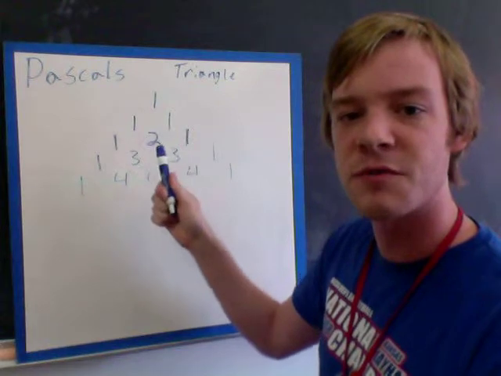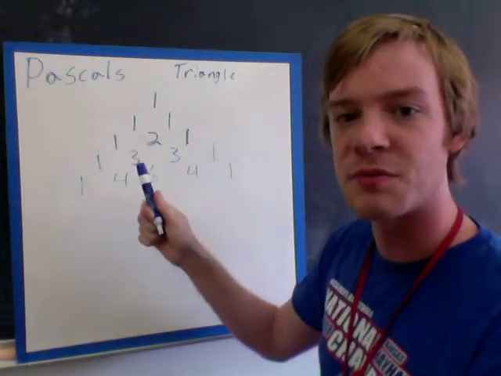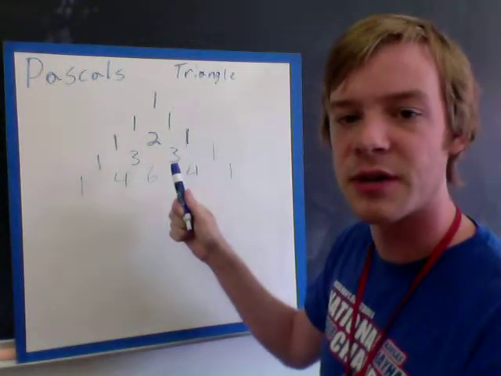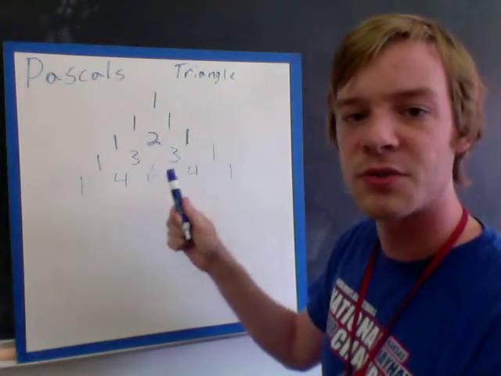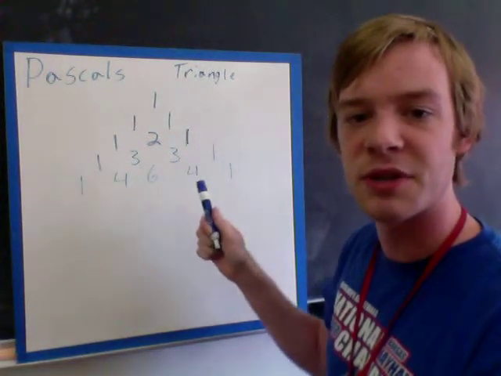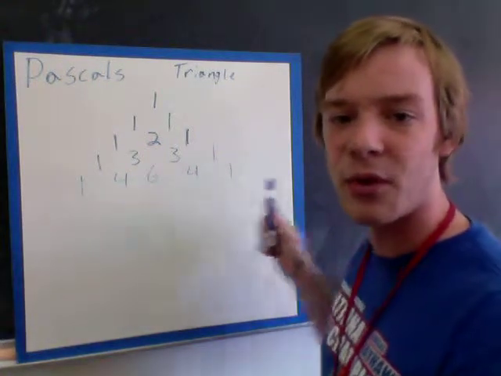So 1 plus 1 gives me 2. 1 plus 2 gives me 3 for both of these 3's right here. 1 plus 3 gives me 4. 3 plus 3 gives me 6. And then 3 plus 1 gives me 4. We just keep adding 1s on the outside.